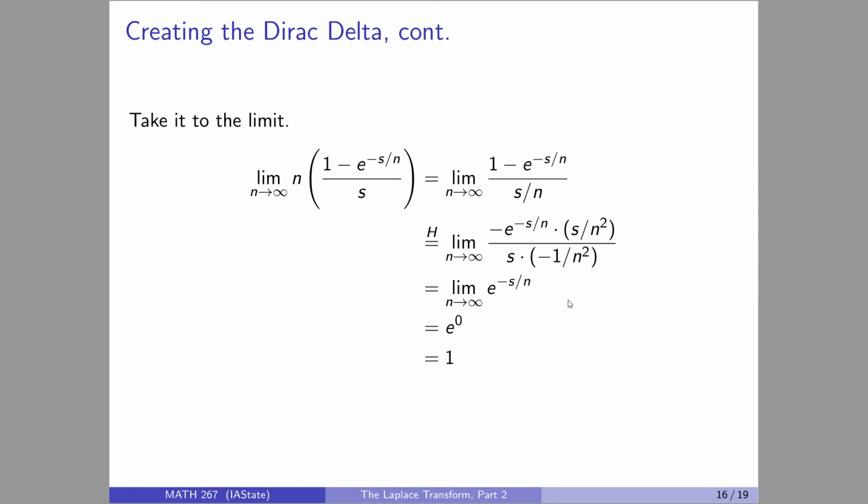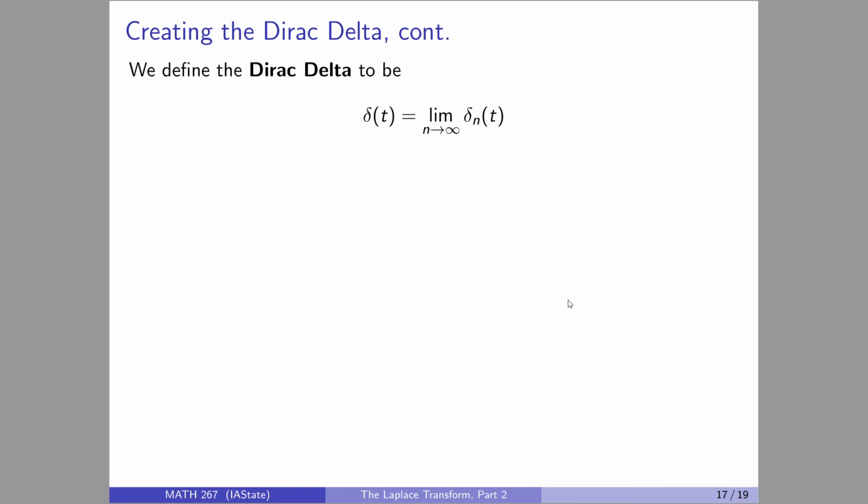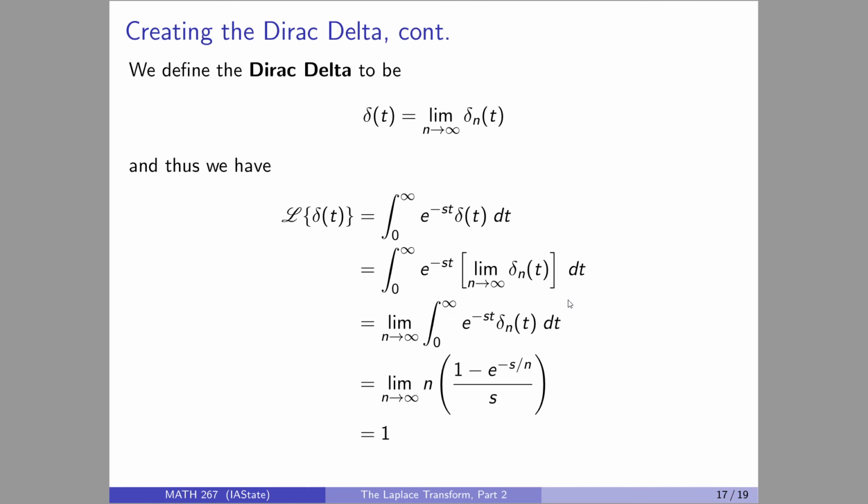Anyway, as promised, the limit indeed is equal to 1, so we'll define the Dirac Delta to be the limit of these delta sub n's. Like I said, it's a lot easier to approximate what the Dirac Delta is and then take the limit, because now when we take the limit, the delta t, the Dirac Delta, is the limit of these delta sub n's. Pull the limit out, then we have the limit of this thing. We know the limit of that is equal to 1. We just proved that. So there we go. Our mystery function, whose Laplace transform is equal to 1, is the Dirac Delta right here. Excellent.